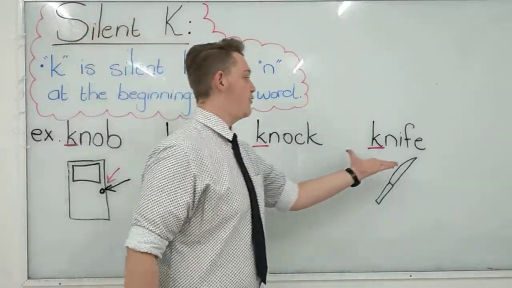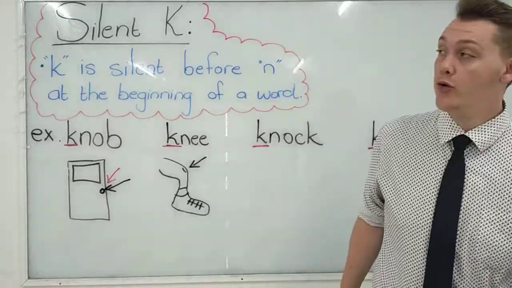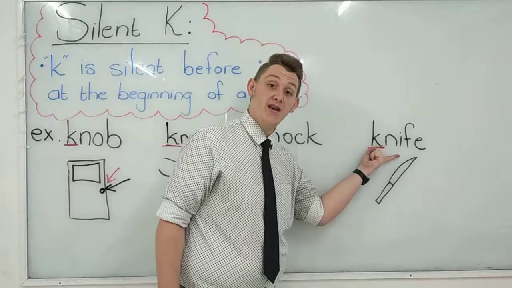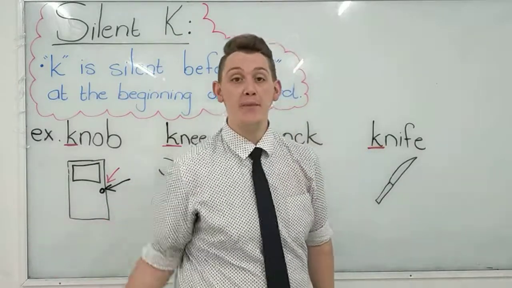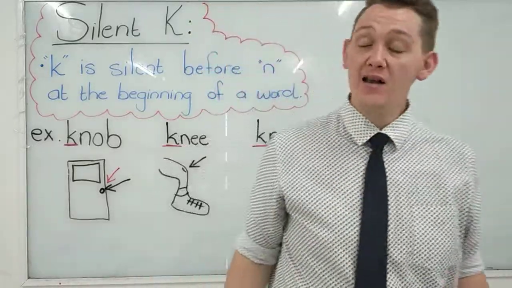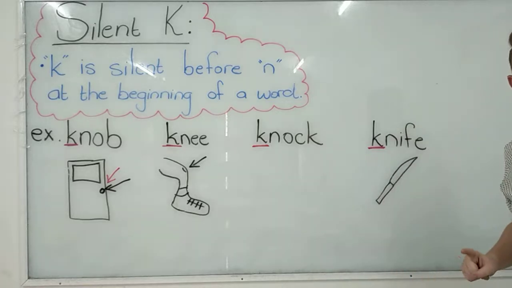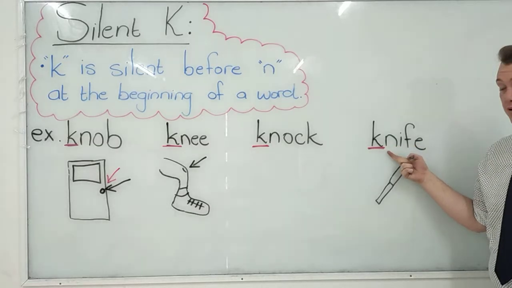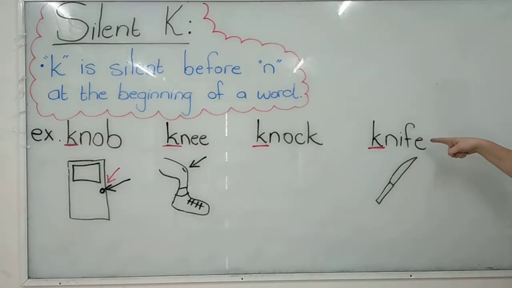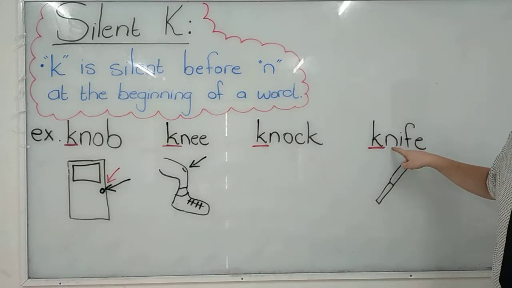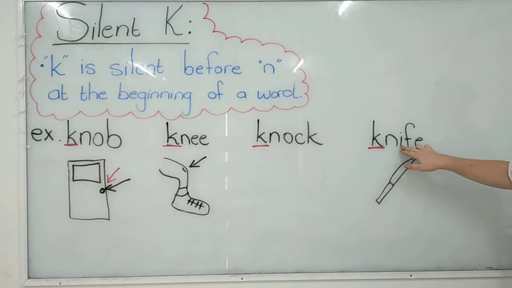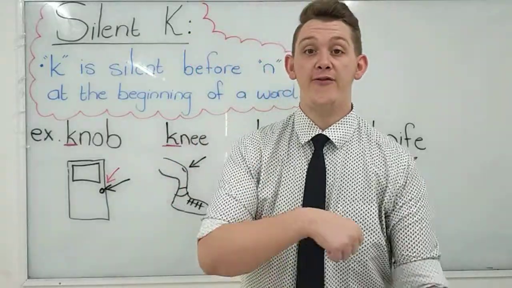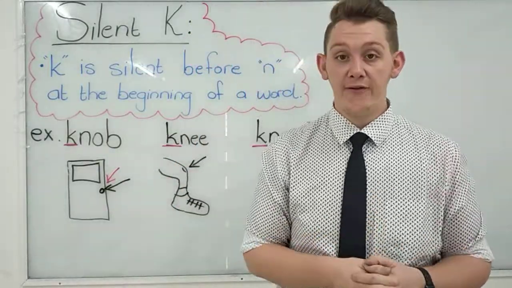So here we have a word. Remember the rule. Letter K in the beginning of the word, with a letter N next to it. What sound does letter K make? Shh. Silent. It doesn't make any sound. Right? Alright. So we have silent K, N, long I, F, E. Again. N, I, F, E. Knife. Everybody say knife. Knife.